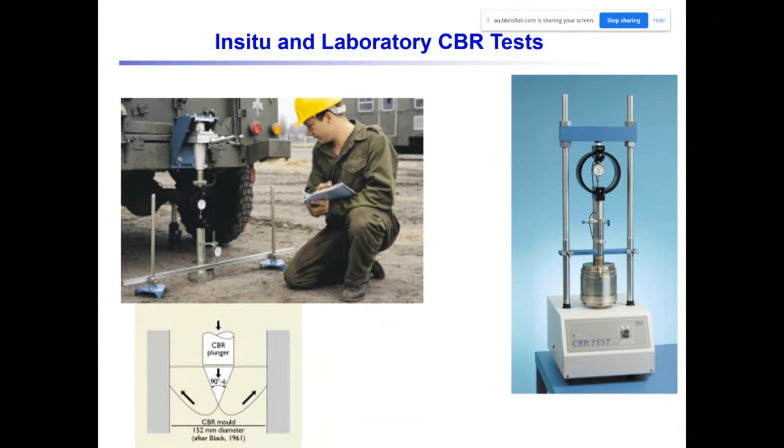So the first group of tests are in situ and laboratory CBR tests. Here you can see the equipment. This is for the laboratory test, and here you can see the equipment for the in situ CBR test. So the test is very, very simple.